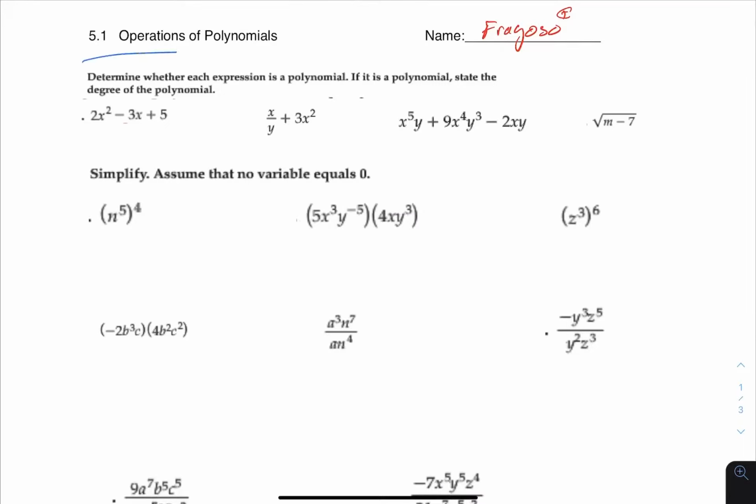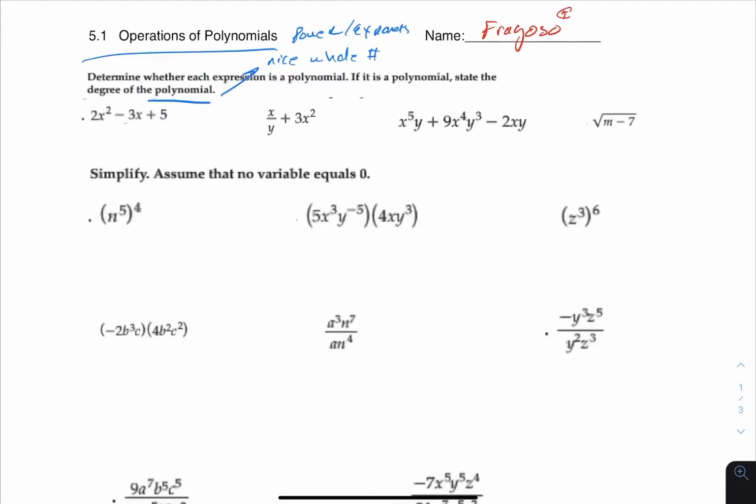5.1 Operation of polynomials. So let's go through this worksheet. First, decide whether each expression is a polynomial. If it is a polynomial, state the degree of the polynomial. Polynomial just means all the powers are nice whole numbers. That's all it means: your powers slash exponents are just nice whole numbers. So it can't be a negative and it can't be a decimal.